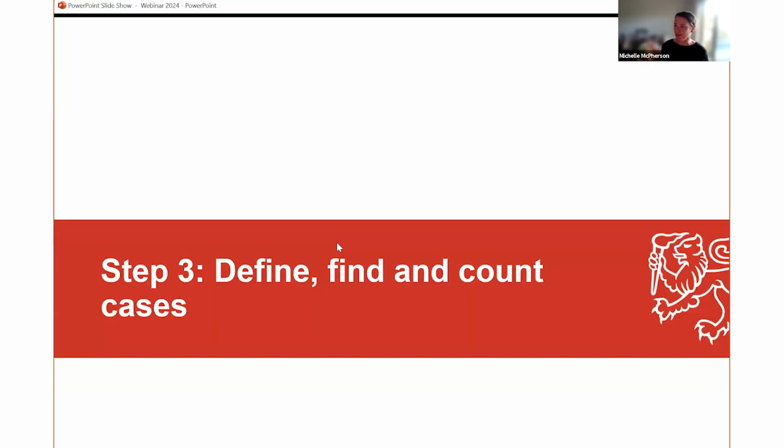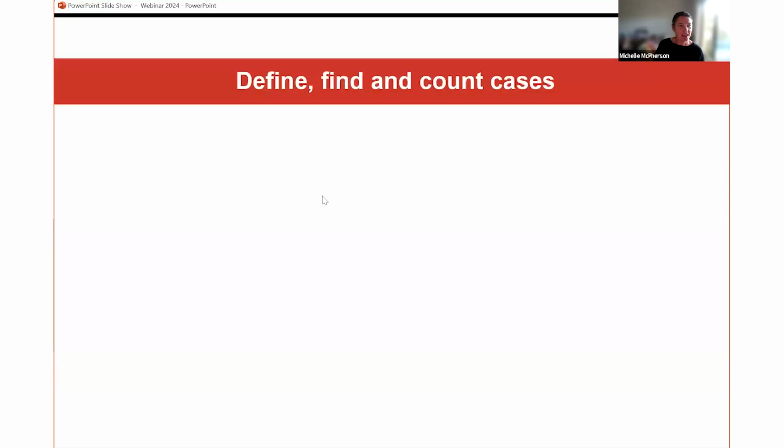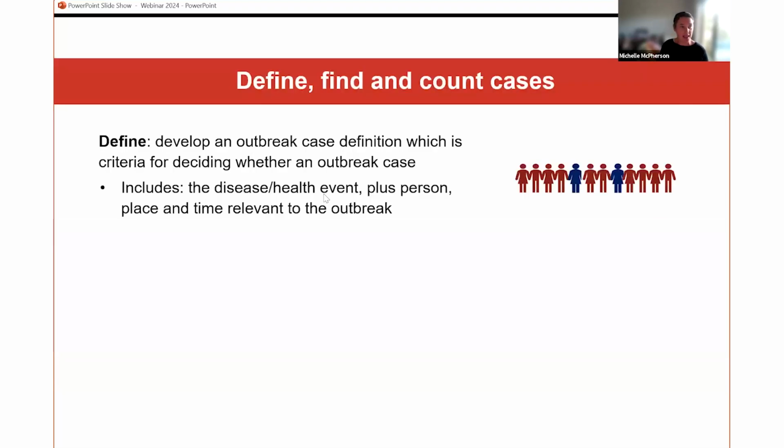So what are the first steps once you've got your team together? Moving on to step 3, we now define, find, and count our cases. So it's a little bit of a threefer. In terms of defining our cases, we develop an outbreak case definition. Now, this is a set of criteria for deciding whether a person is an outbreak case or not. And this criteria should include the disease or health event, so whether they've got gastroenteritis or syphilis, whatever the disease might be, if it's laboratory confirmed or has a clinical definition. The additional information specific to the outbreak then includes your person, place, and time relevant to that particular outbreak.